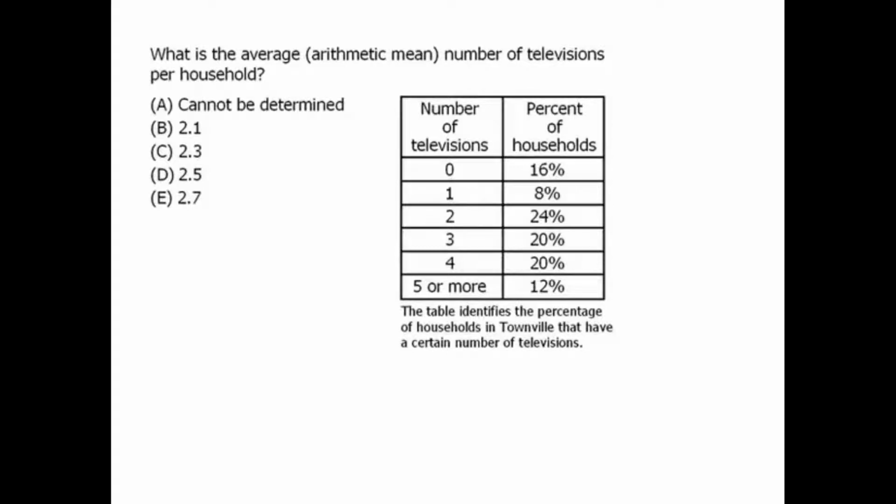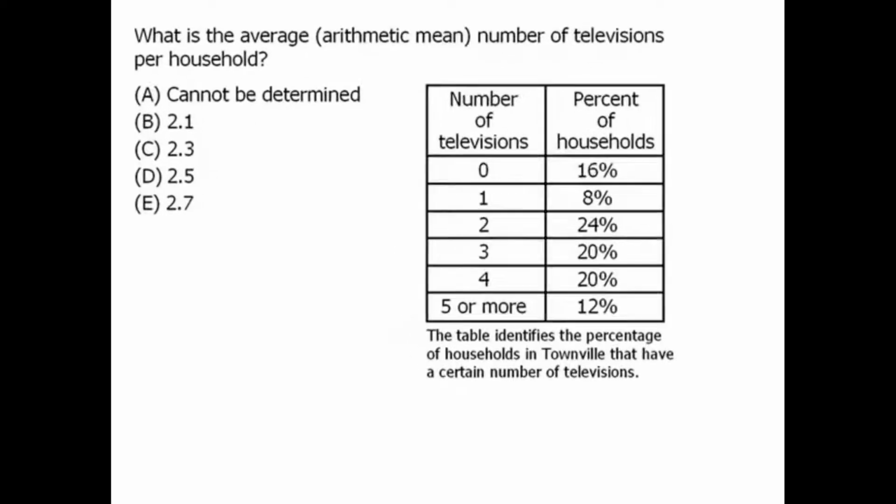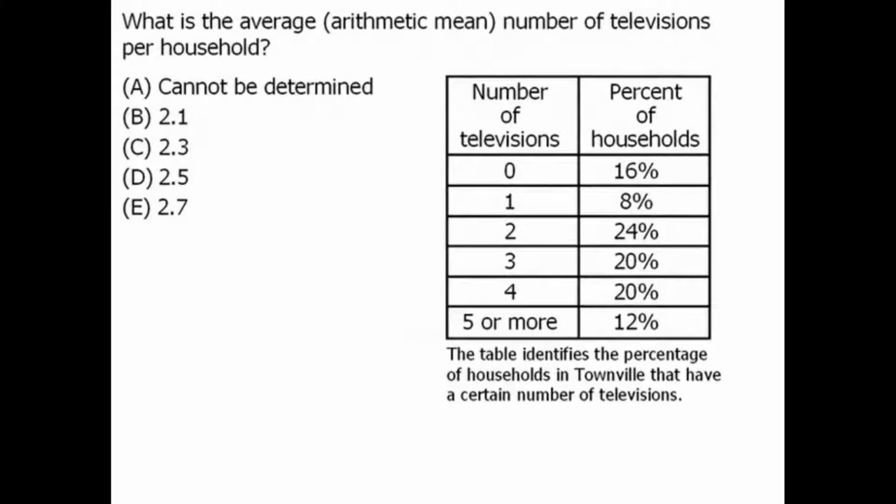Okay, to find the average number of televisions per household, let's assume that Townville has exactly 100 households. So the average number of televisions per household will equal the total number of televisions in all of Townville divided by 100, the number of households in Townville. Now, to find the total number of televisions in all of Townville, we ran into a problem when we examined this portion of our table.